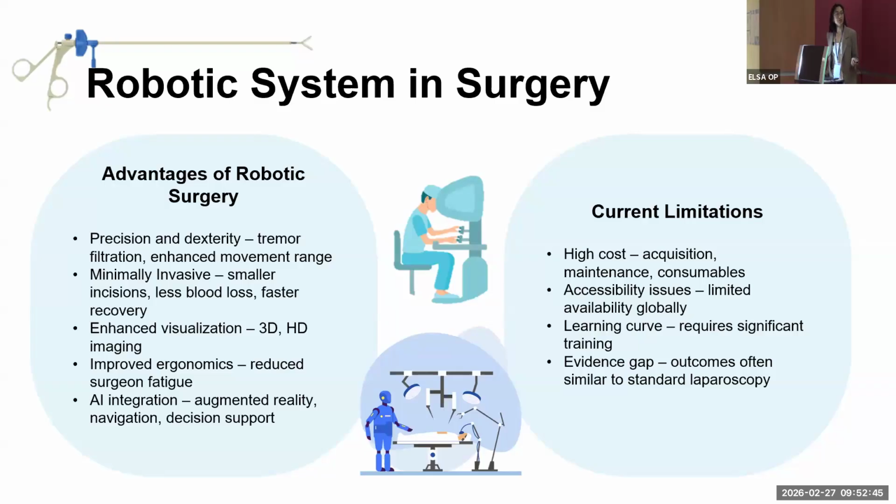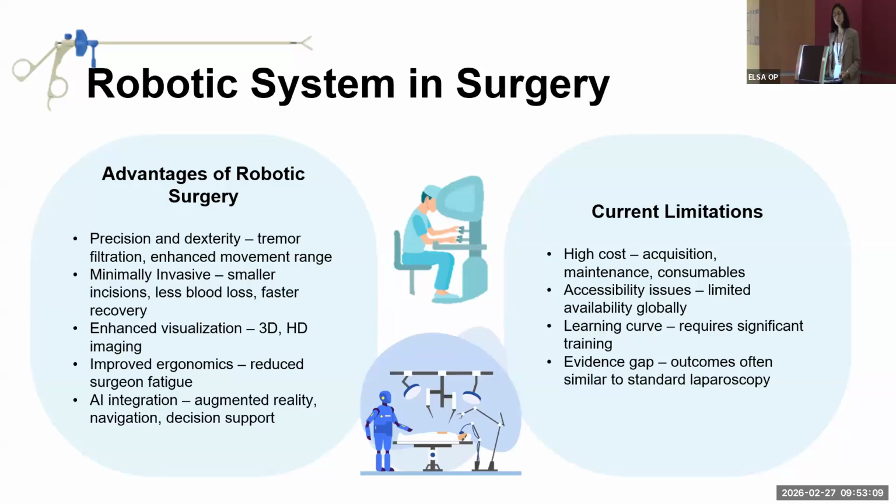But again, there are limitations. It's still high cost. It's hard to acquire for some institutions. There are also problems with accessibility, limited availability. The learning curve, I think they're still working on this, but some say it's a little easier compared to laparoscopic. And there's an evidence gap because, since it's new, there's still a lot of research to be done.